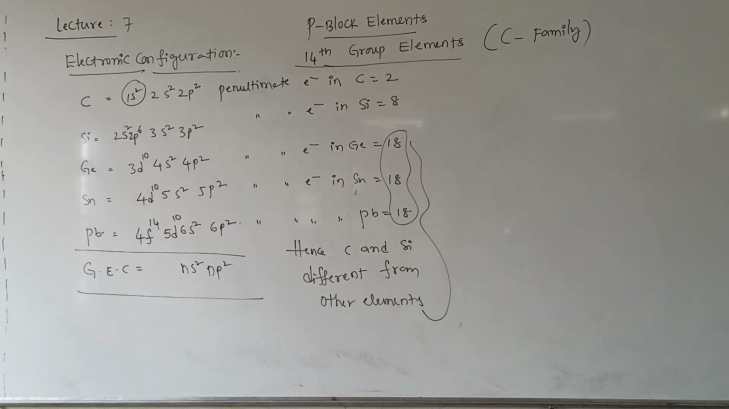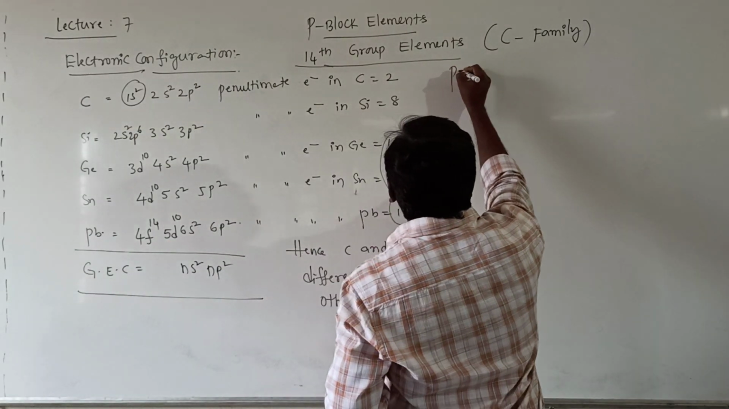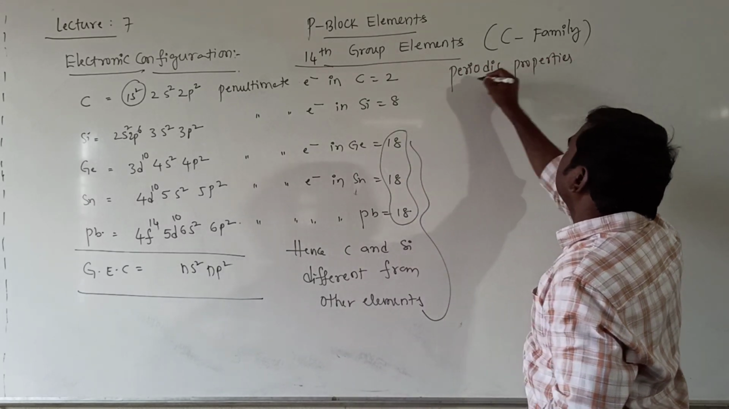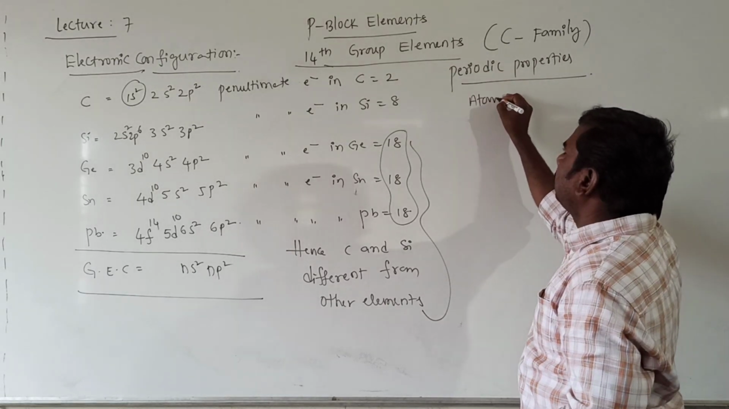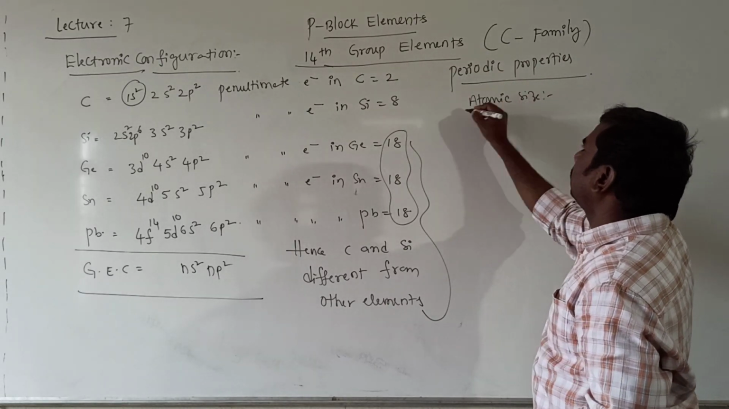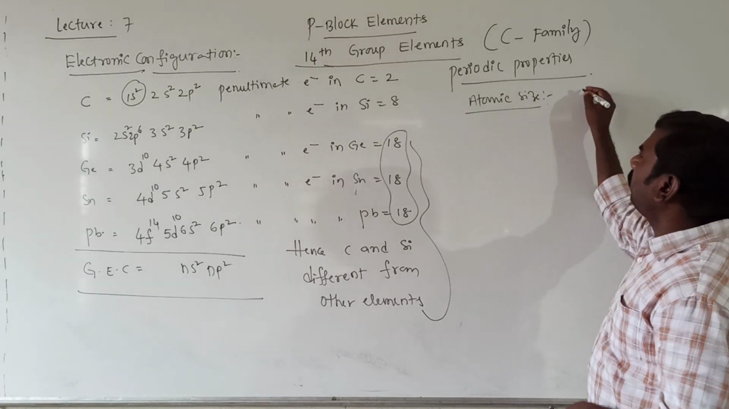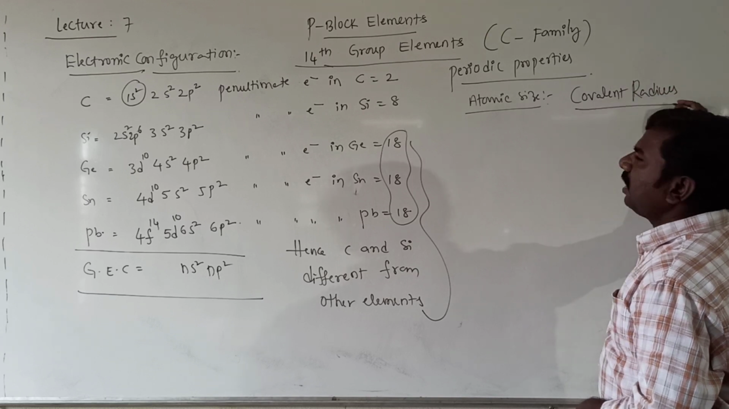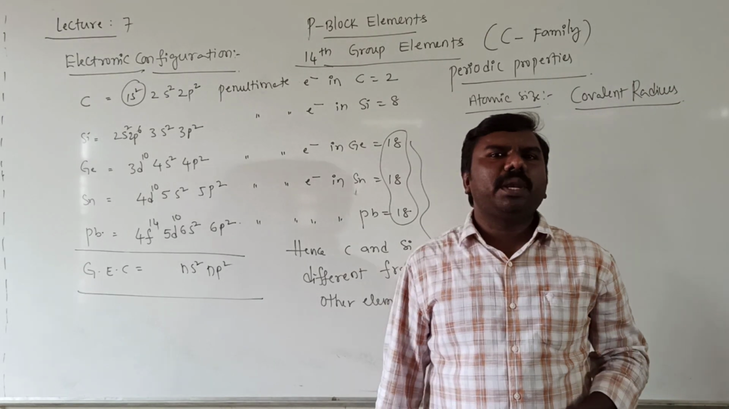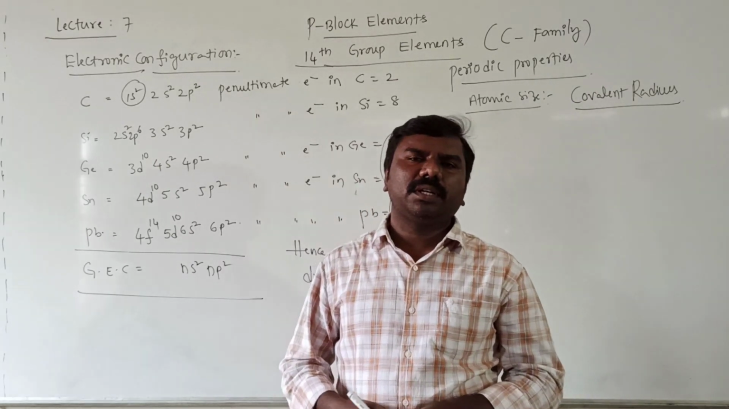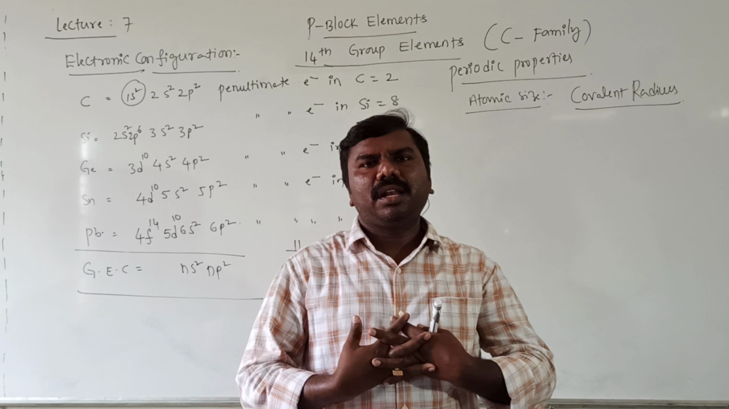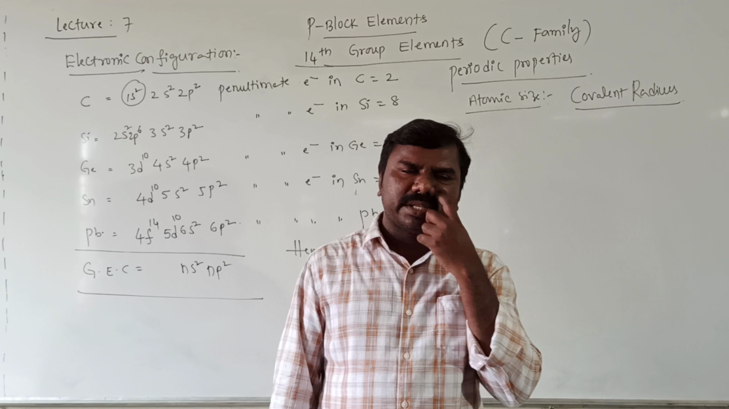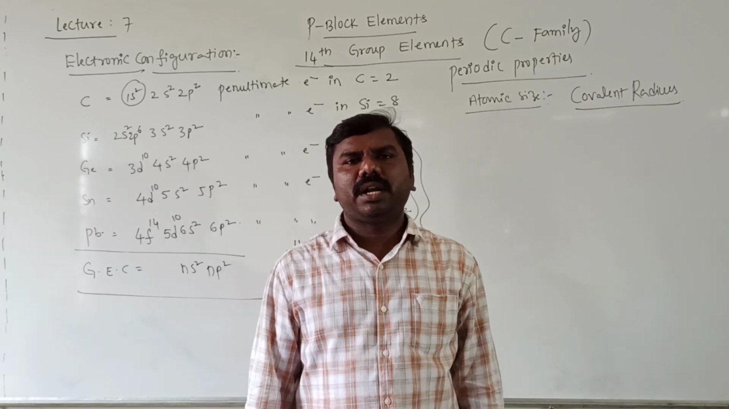Next, periodic properties. In this, the first one is atomic size, atomic radius. We are considering covalent radius. As we studied in the periodic table chapter, there are 4 types of radius: covalent radius, metallic radius, ionic radius, van der Waals radius. So here I am considering the covalent radius.